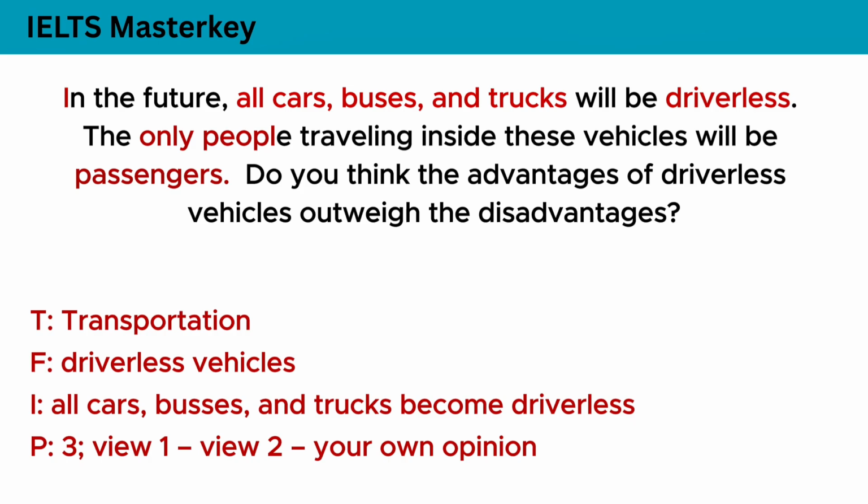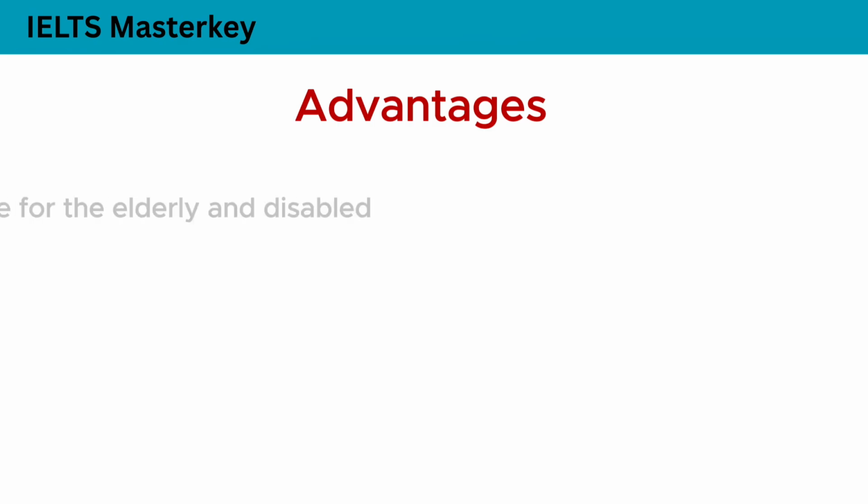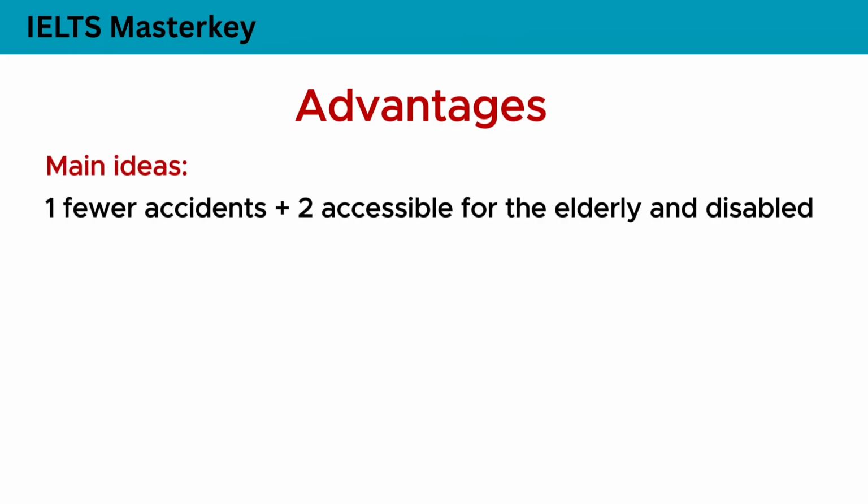So in body paragraph 1, we talk about the advantages. In body paragraph 2, we talk about the disadvantages. So for the first body paragraph, we need 2 main ideas. Here, we're talking about advantages in this body paragraph, so our main ideas will be 2 advantages. So let's brainstorm 2 main ideas, 2 advantages. Fewer accidents and accessibility for the elderly and disabled. These are my main ideas.